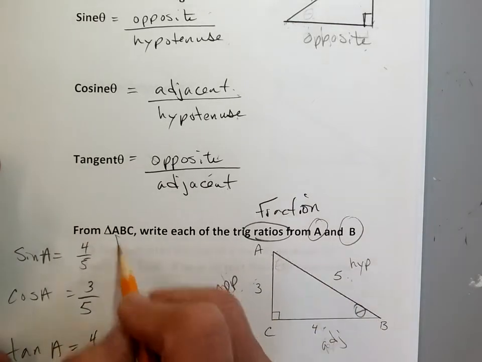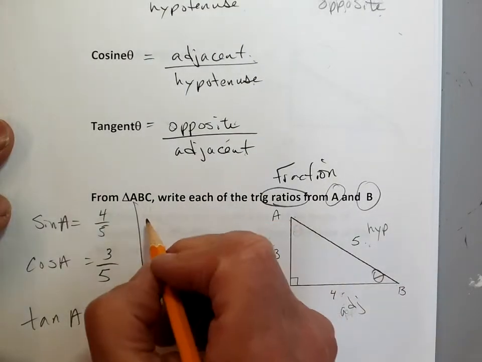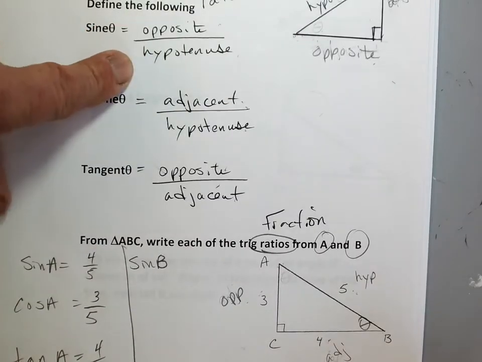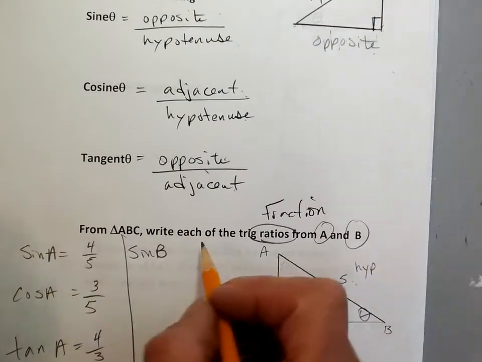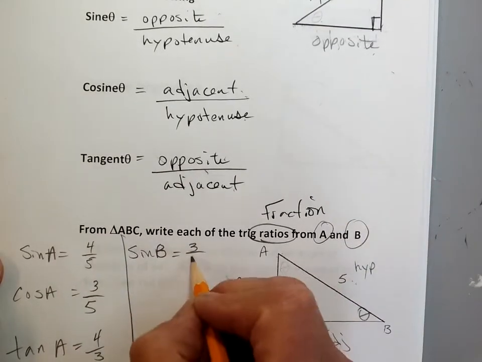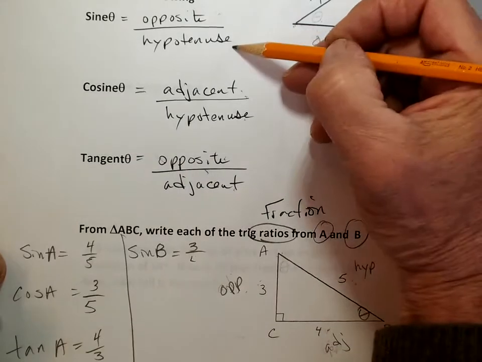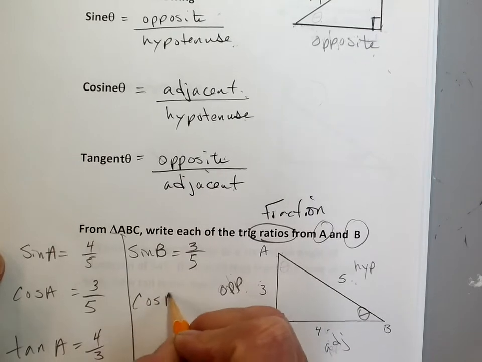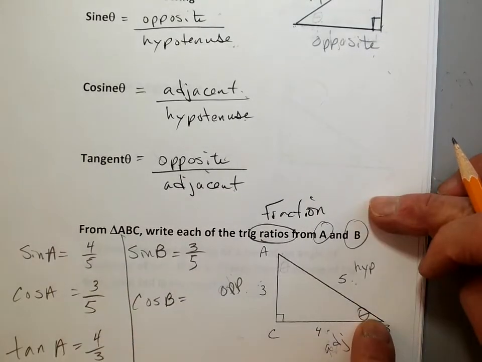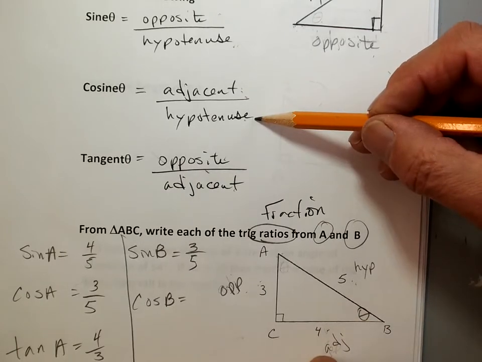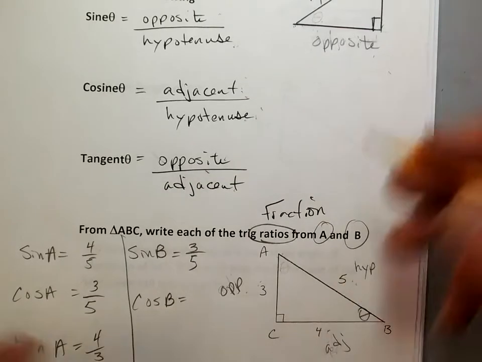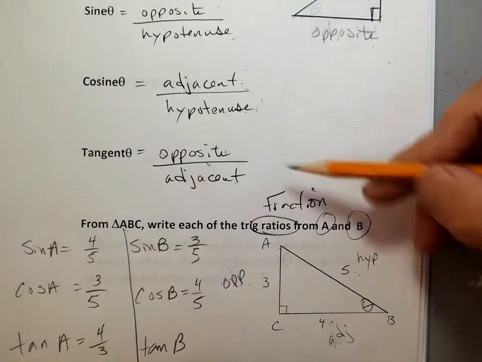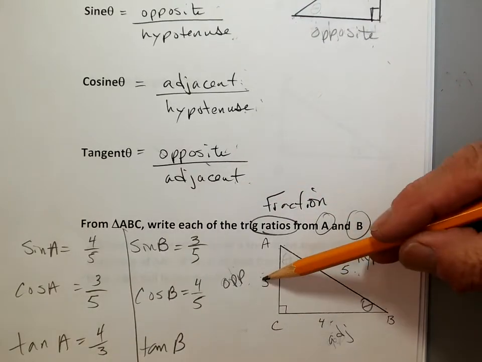And now let's do the same thing. We're going to do the sine of B. Well, the sine is the opposite over the hypotenuse. So its opposite is 3, and the hypotenuse is 5. My bad. Opposite over hypotenuse. The cosine of B, here's B. Cosine is the adjacent over the hypotenuse. Adjacent is 4 over the hypotenuse, which is 5, so 4 over 5. And the tangent of B, tangent is the opposite over the adjacent, is going to be my 3 over my 4.